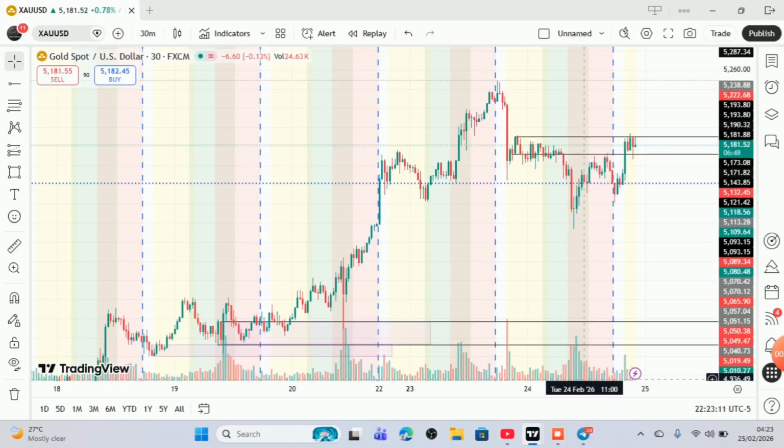So let's go to our entry zone, which is point of interest and identification of order block. We are going to pick these two so that you will understand.